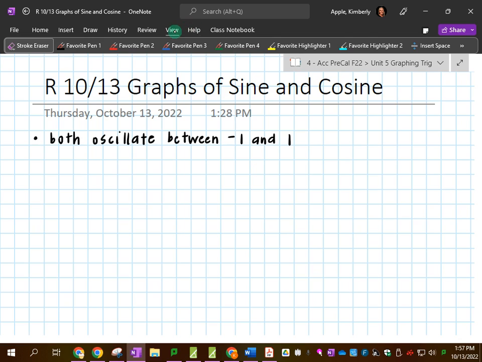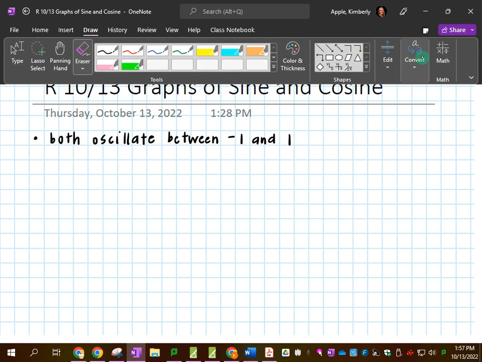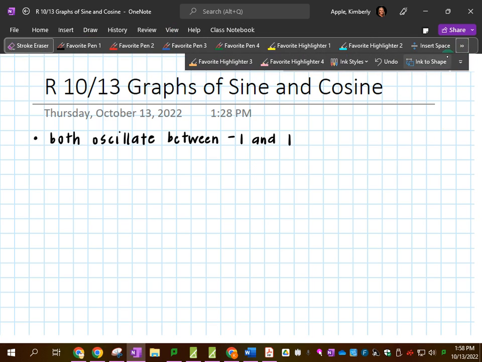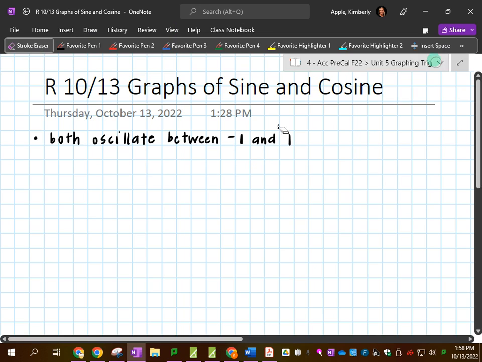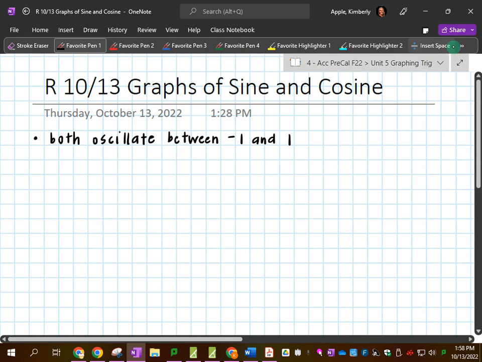You're going to get really used to drawing these, hopefully. I don't want to do it like that. I would like to draw it with my special tools. Let's see where my graph is. Ink to shape. Let's see if this will work. I just want to draw a little red. Just like that. Well, that'll have to do.